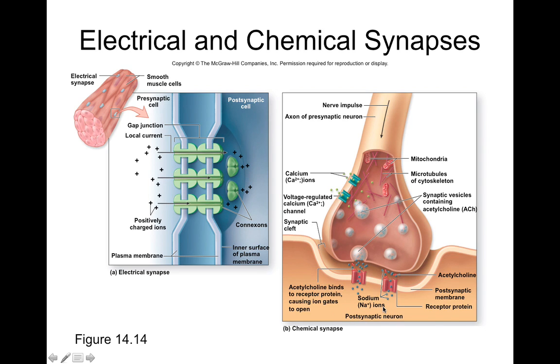Now, let's just say for now this is one neuron synapsing with another neuron. So this would be our presynaptic neuron releasing neurotransmitter onto a postsynaptic neuron that has the receptors, and there's a space between the two called the synaptic cleft.